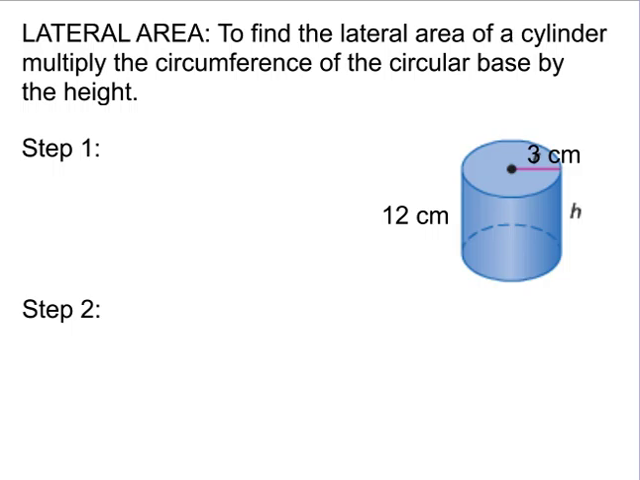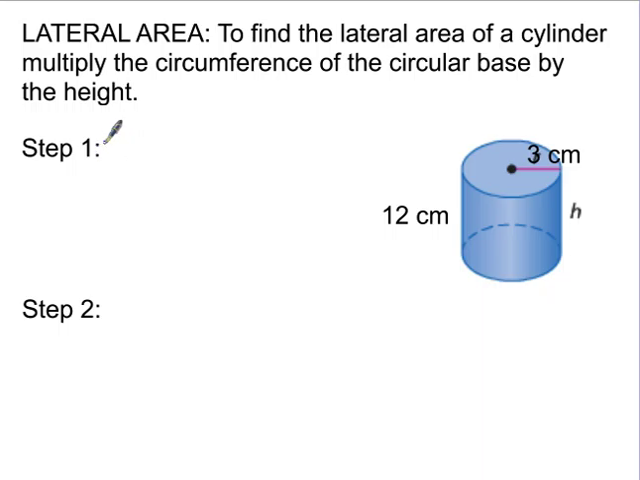Okay, so the lateral area is going to be the same thing as we would find for the area of a rectangle. It's just width times length, or length times width, except that this edge of that rectangle curls around a circle. And so we talk about the edge of a circle being its circumference, and so we know how to find the circumference of a circle. It's just 2 pi r. And so we find that circumference and then multiply by the height.